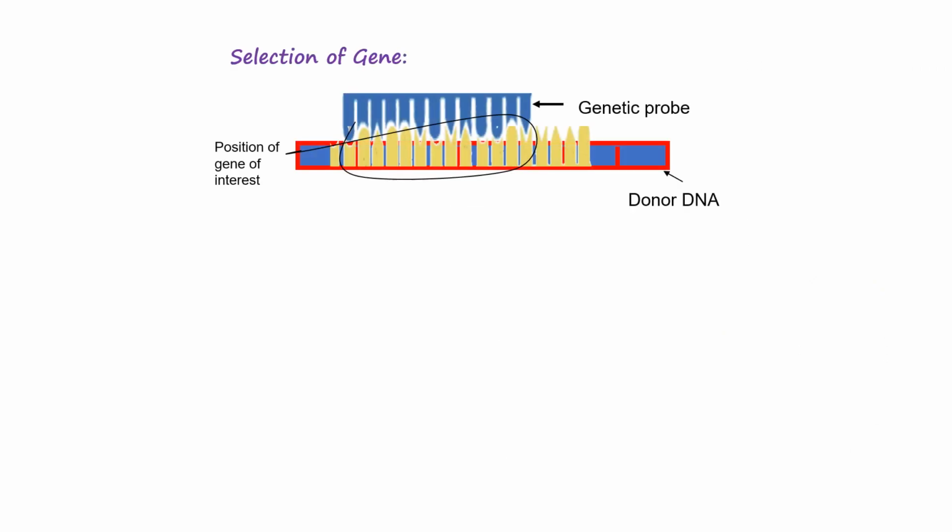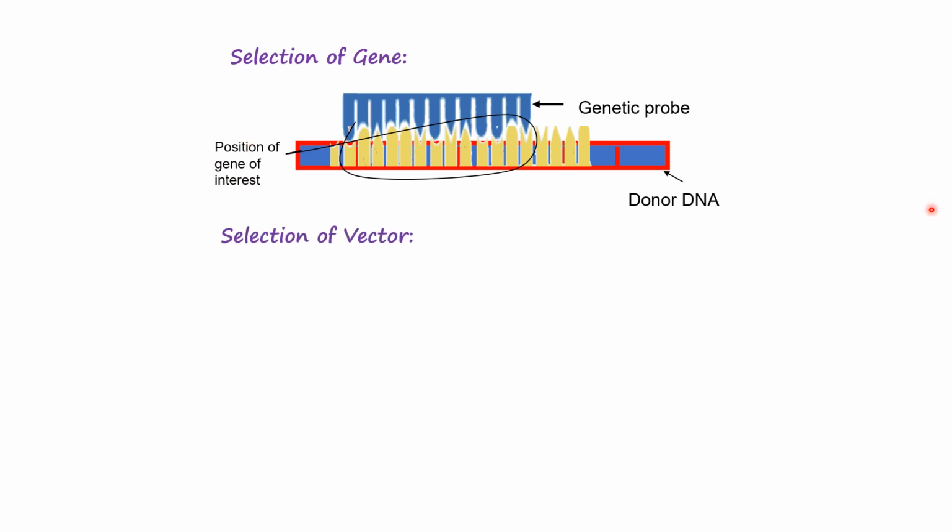Selection of gene. This is our donor DNA and this is our genetic probe. It is a radioactive labeled DNA fragment complementary to our gene of interest. It binds to gene of interest and thus reveals its position.